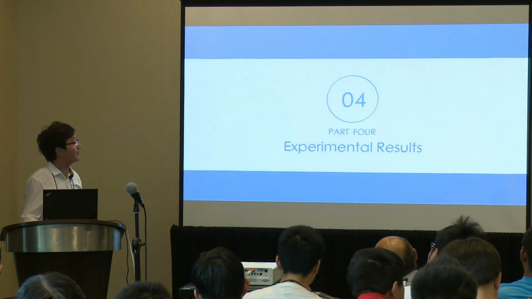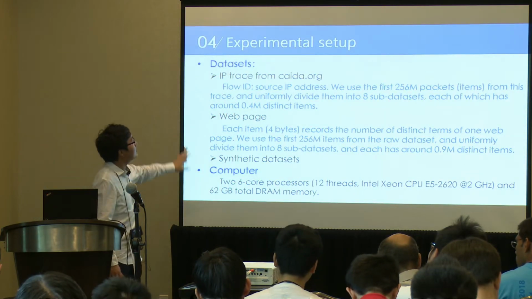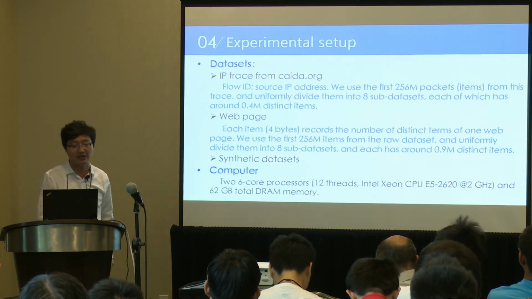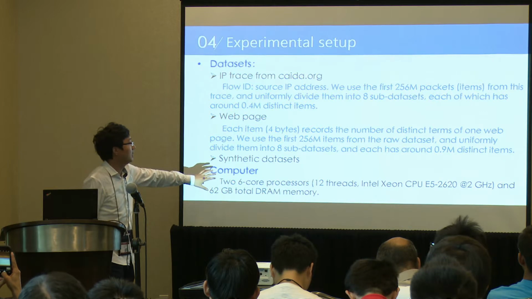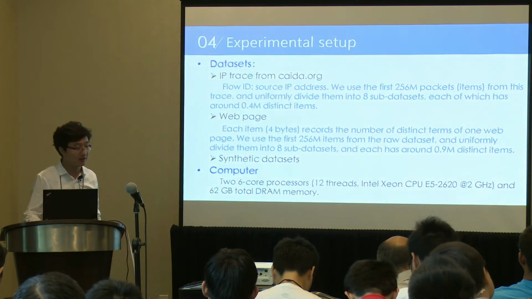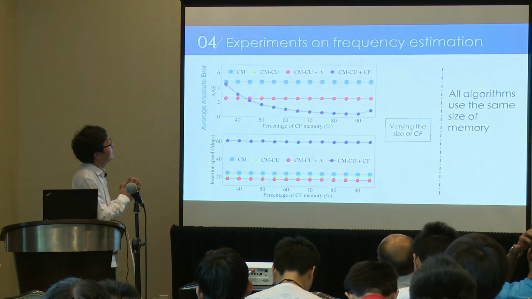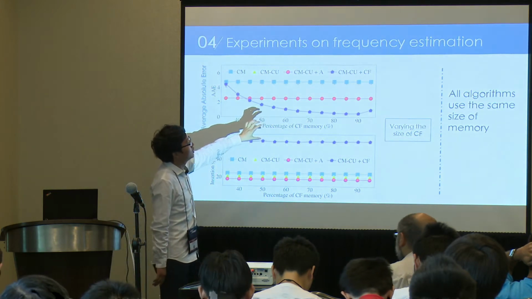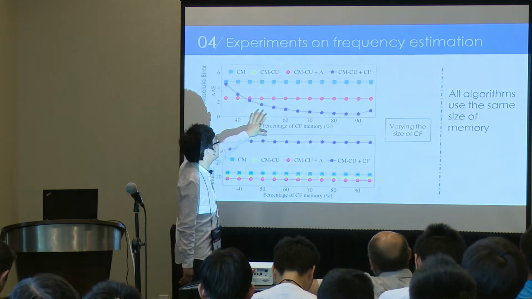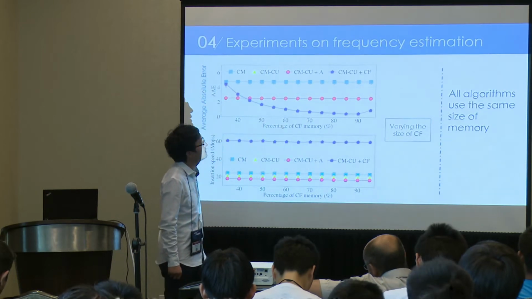Okay, next are our experimental results. We use 3 datasets. The first is IP traces, the second is web page, and for the third we wrote a program to generate synthetic datasets. Next, we apply our cold filter to the CM sketch. In these experiments, we apply our cold filter to the CMCU sketch.